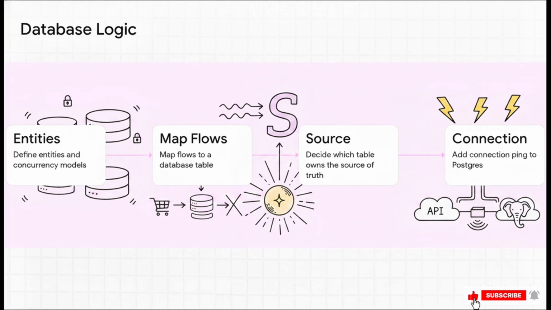Look, when we talk about databases at this scale, we aren't just slapping together some simple spreadsheets. You have to define really strict concurrency models. I mean, how do you map a complex flow, like someone confirming a purchase, directly to a database table without accidentally double charging them? You have to establish an ironclad single source of truth. And that comes down to sweating the nitty-gritty details, like setting up a Postgres connection ping between your API server and the database to ensure everything is actually talking properly.